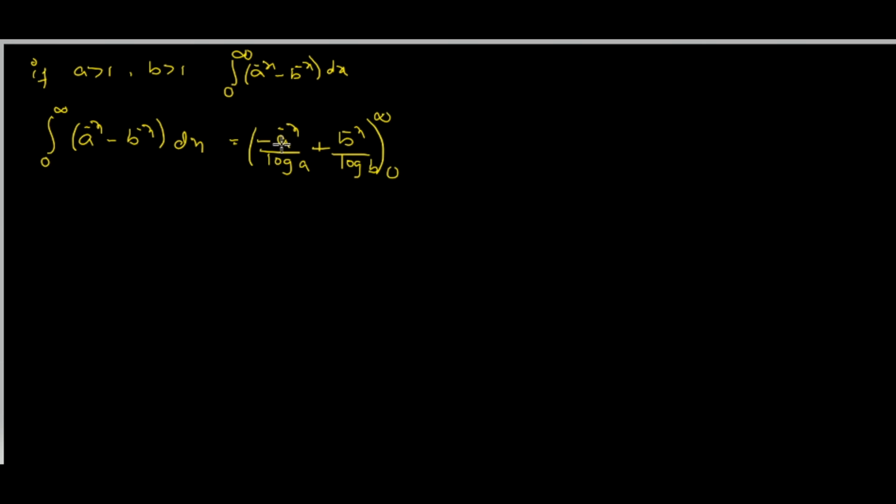Substituting infinity, a to the power of minus infinity is 1 by infinity, and this value is 0. That is equal to 0 minus 0 plus b power minus infinity. This value is also 0 because a is greater than 1 and b is greater than 1. Minus, substitute the lower limit: a power minus 0 is 1, that is minus 1 by log a, plus b to the power of minus 0, that is 1 by log b. That is equal to 1 by log a minus 1 by log b. This is the answer.